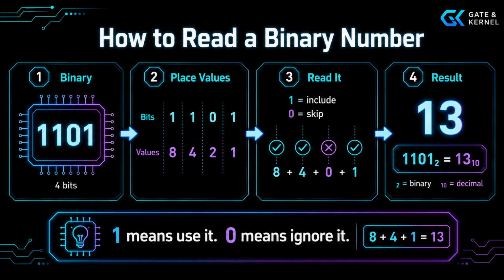Chapter 7. How to read a binary number. Consider binary 1101. Its place values are 8, 4, 2, and 1. A 1 means the place value is included. A 0 means it is not. So 1101 means 8 plus 4 plus 0 plus 1. That equals 13. Therefore, binary 1101 represents decimal 13. Once you know the place values, binary becomes simple addition.